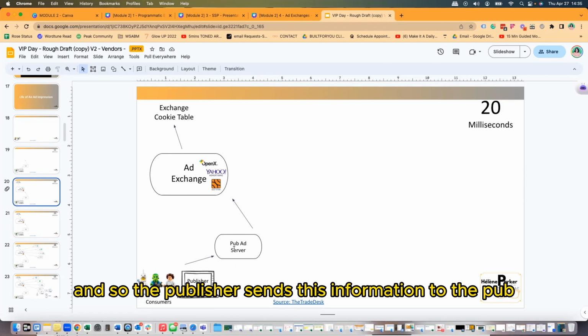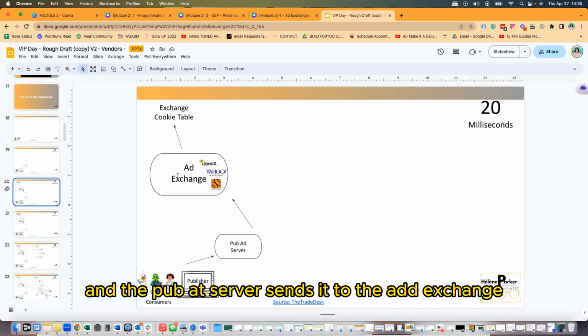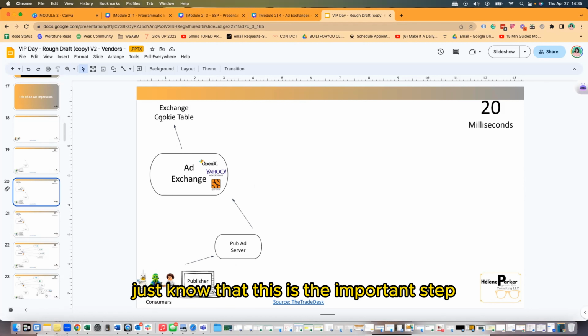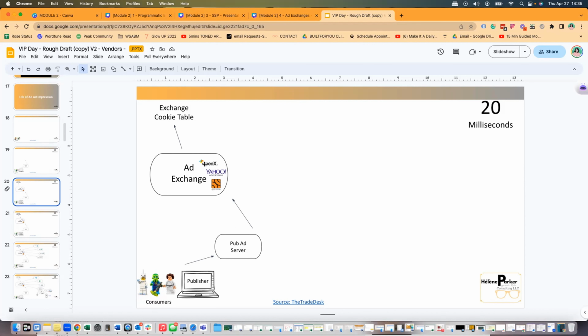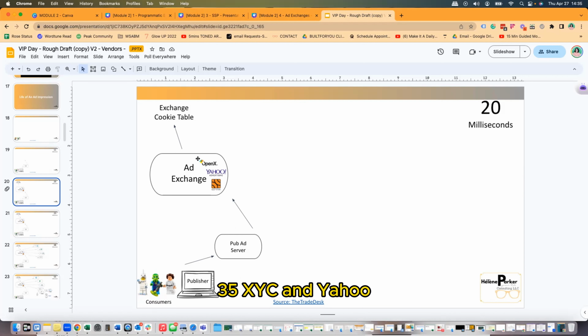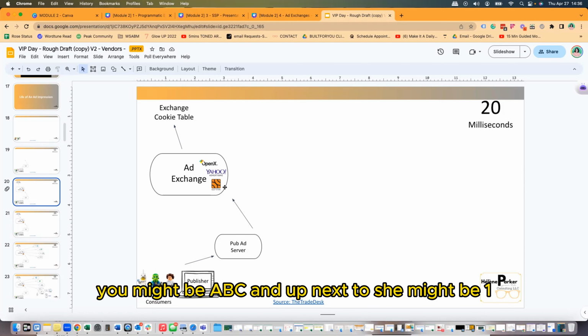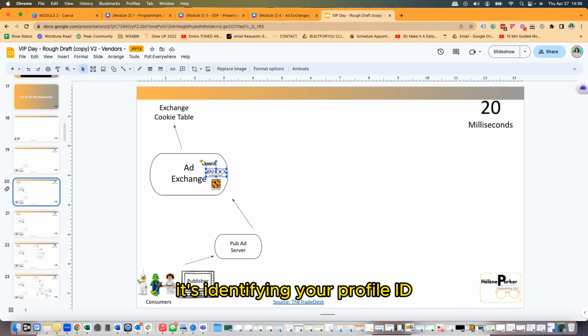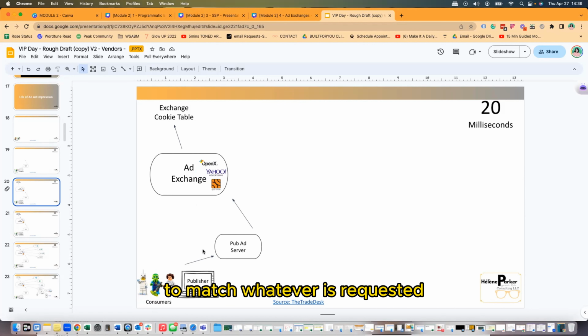And so the publisher sends this information to the pub ad server, and the pub ad server sends it to the ad exchange. In the ad exchange, they do something called the cookie table. Just know that this is the important step where all of the different ad exchanges in the industry, I only give you 3 here, but all of them are able to match the profile sent by the publisher to their internal database. Hear me out. For OpenX, Kaylee's profile, again, we don't know your name, might be female, 25-35, XYZ. In Yahoo, you might be ABC. In AppNexus, you might be 123B, something like that. And so the exchange cookie table is simply that. It's identifying your profile ID to match whatever is requested.